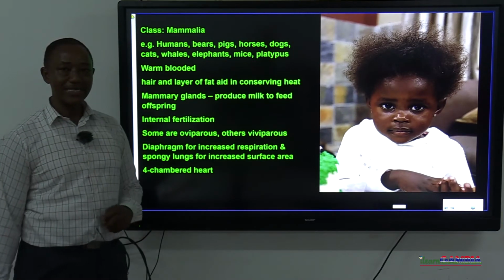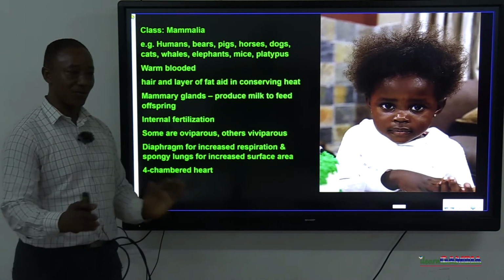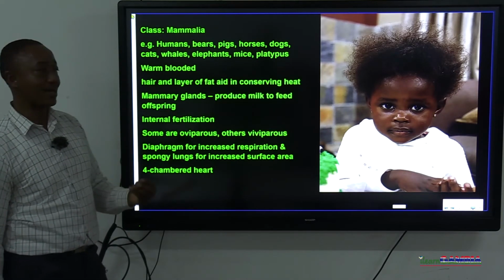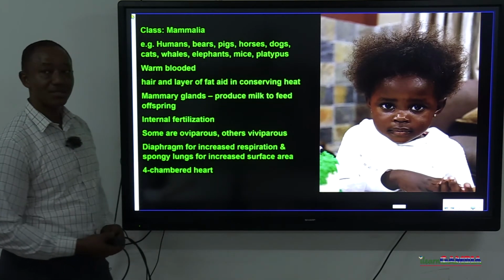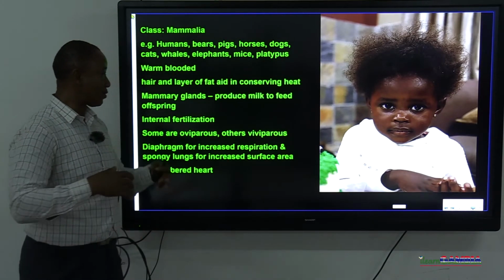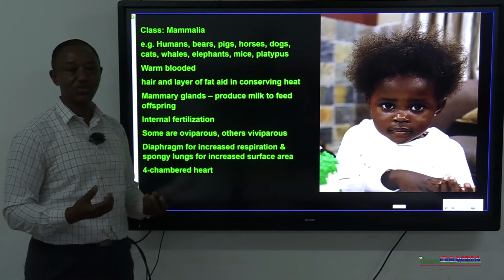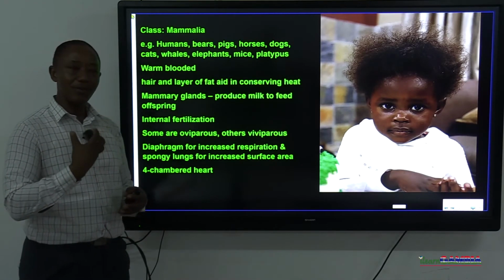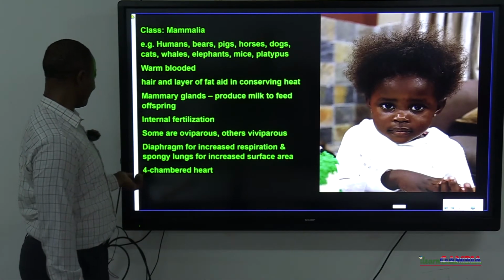Of course, we exhibit internal fertilization. But then we have a lot of different groups. Some of them actually practice oviparity. There are some mammals that lay eggs, but the majority of mammals are viviparous, which means that after the eggs are fertilized, they develop structures in which the baby will develop and mature. And once the baby is mature, that is fully grown and has all the body parts that are required, then the baby comes alive out of the body of its parent, the mother.